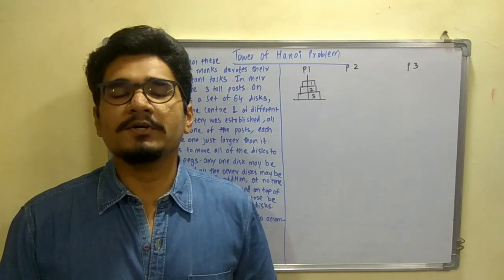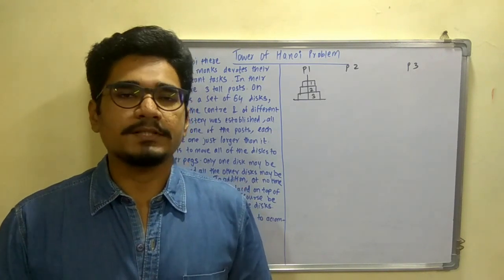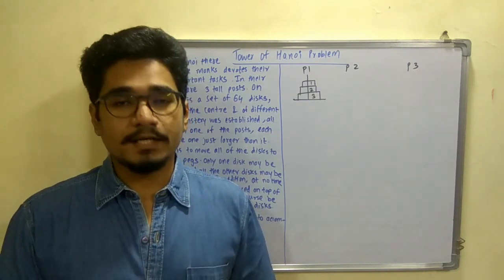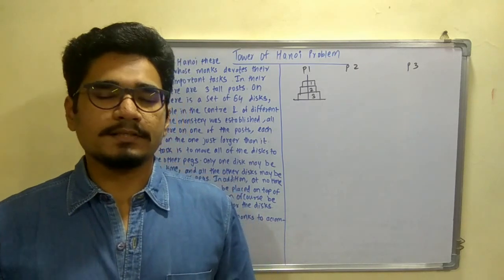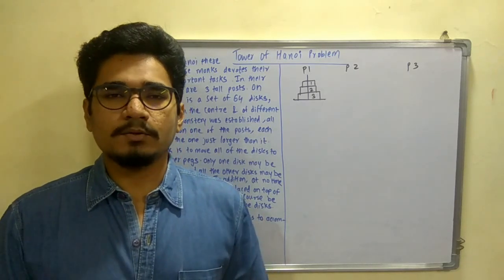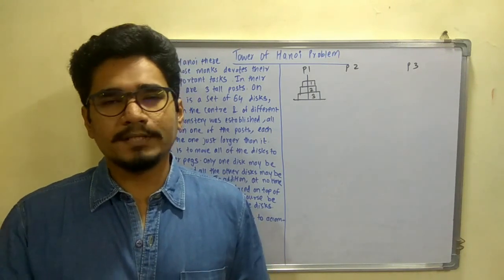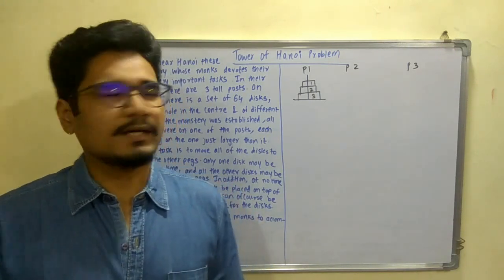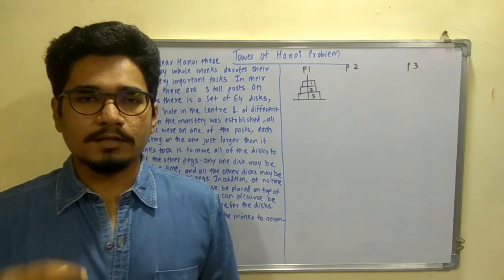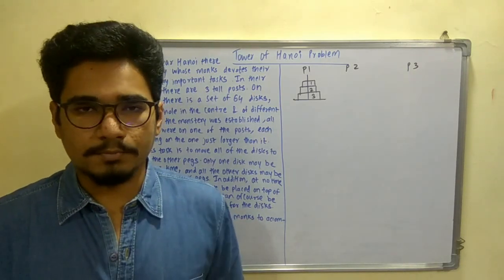So in today's video, we'll be solving a problem based on the Tower of Hanoi in artificial intelligence. It's a very easy problem. There is no particular algorithm or steps to solve this problem; it's based on trial and error, but basically you need to understand the situation and just solve the problem.